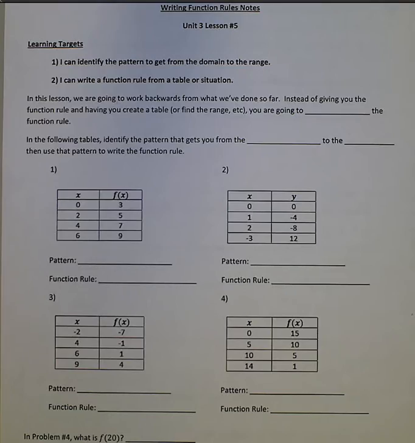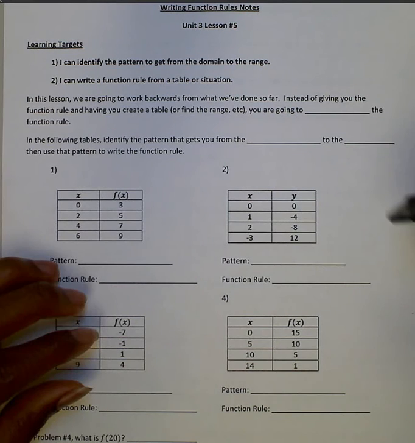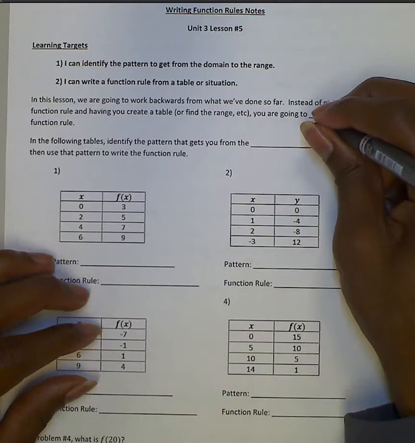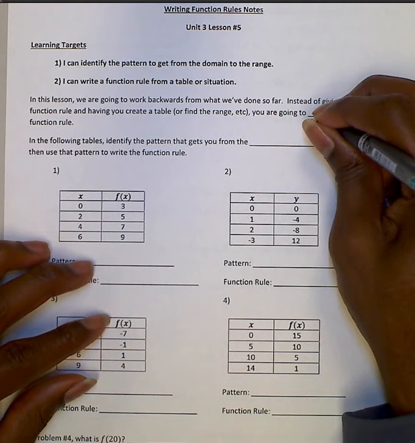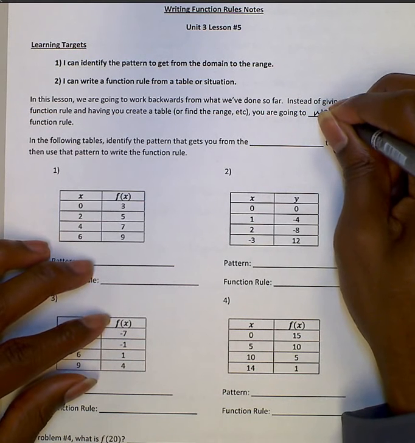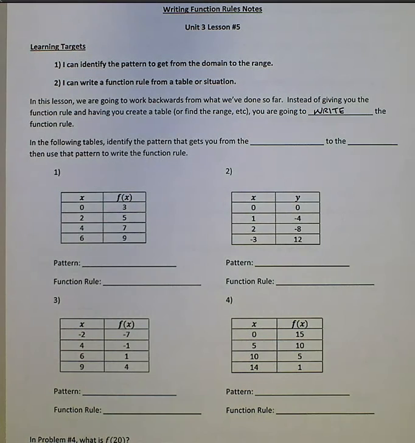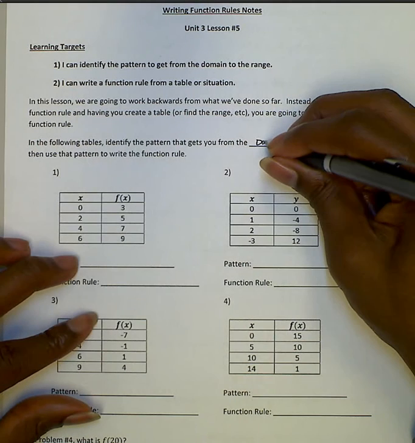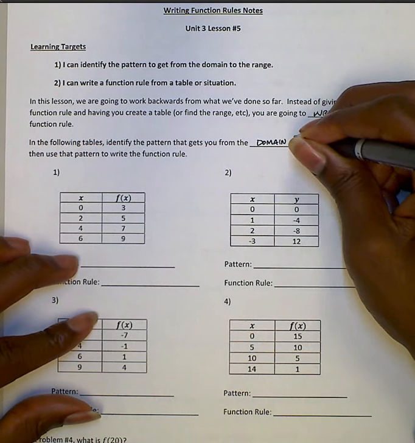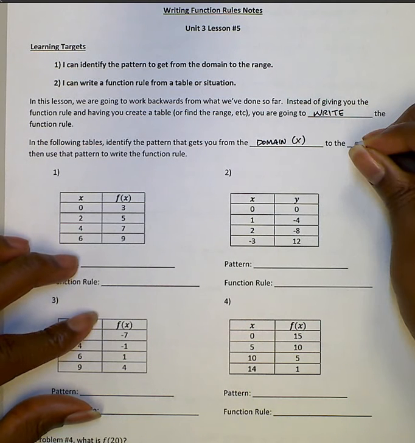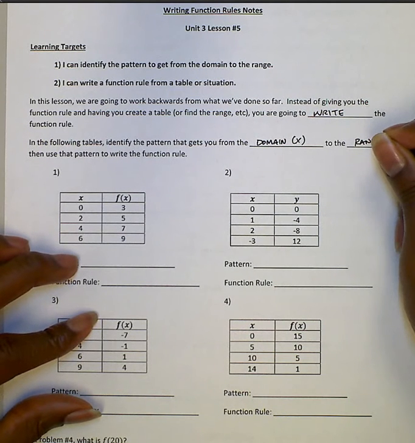Okay, in this lesson we're going to work backwards from what we've done so far. So instead of giving you the function rule and having you create a table or find the range, you're going to find, or I will say write, the function rule. In the following tables, identify the pattern that gets you from the domain, or the x value, to the range, or the y.